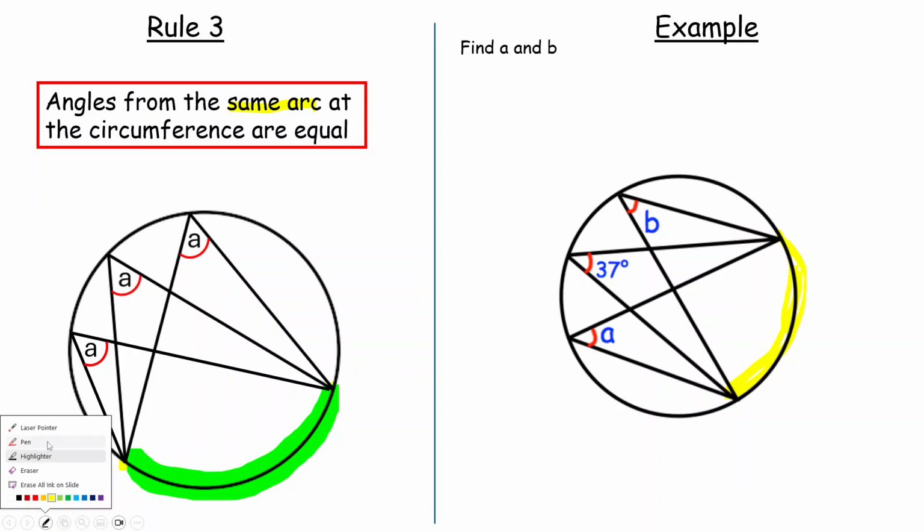So we can just go and simply say that A must be equal to B must be equal to 37 degrees. Okay, they're all just equal to the same thing, 37.